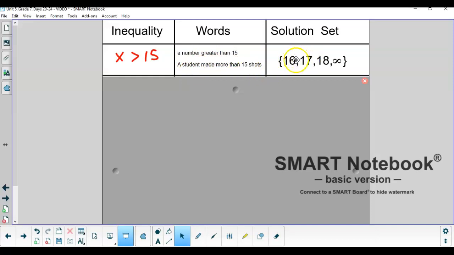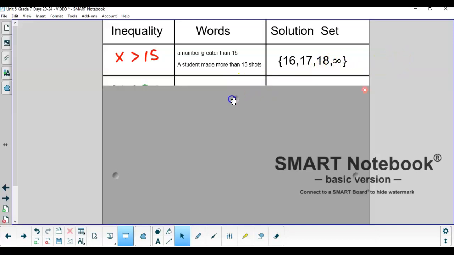Now, we always want to start with the first number that makes that inequality true. So the first number that makes x is greater than 15 true would be 16. 16 is greater than 15. 17 is greater than 15. 18 is greater than 15. And then I put the infinity sign just to show you that that number would continue in the positive direction infinitely.